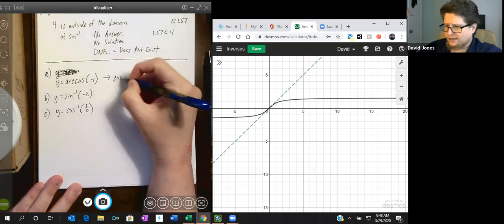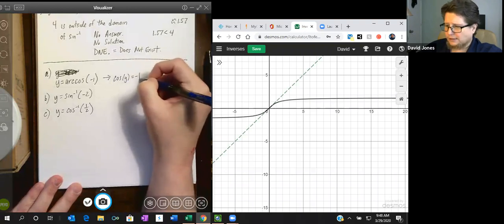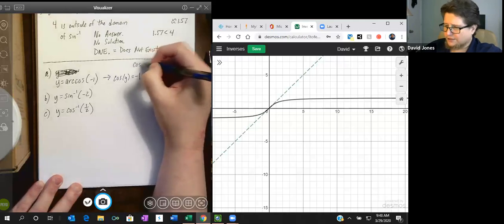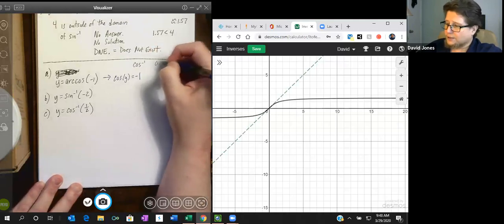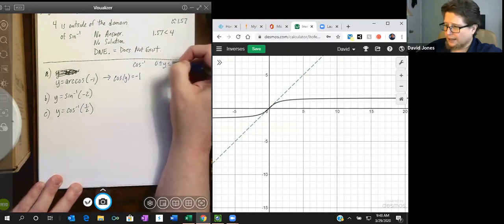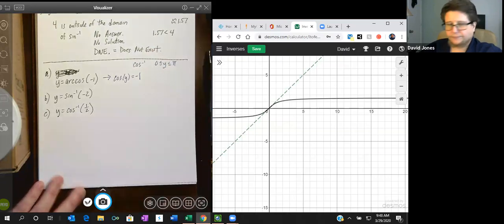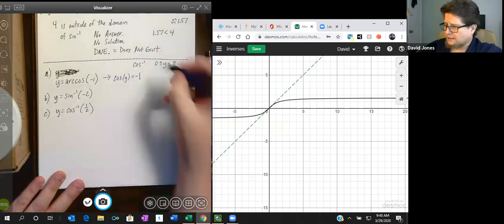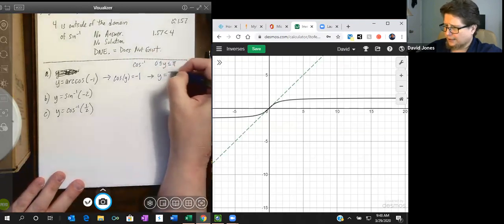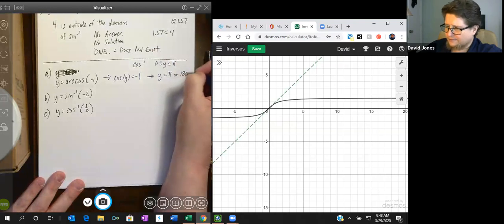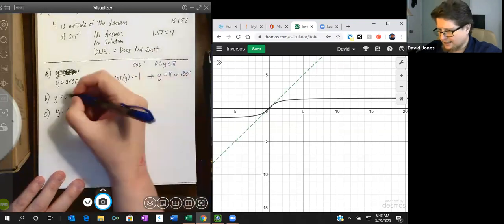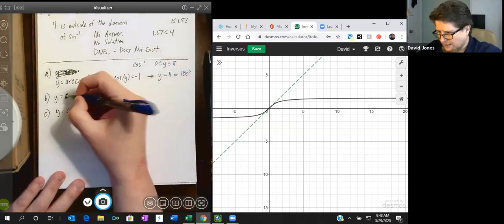This says cosine of y equals -1. Remember, for cosine inverse, we have 0 is less than or equal to y, less than or equal to pi. Cosine equals -1 at pi. So y equals pi, or 180 degrees if you're working in degrees. That says sine. I want cosine.